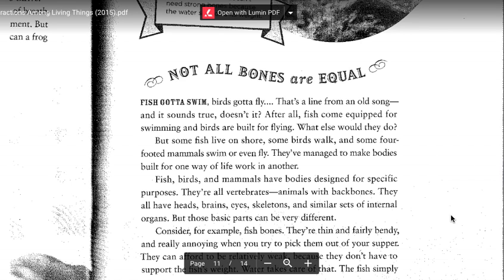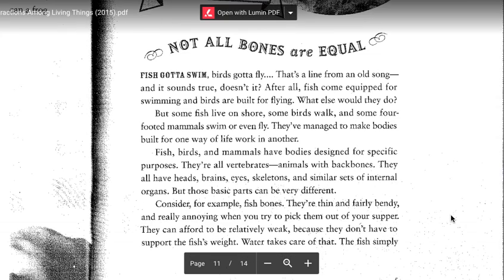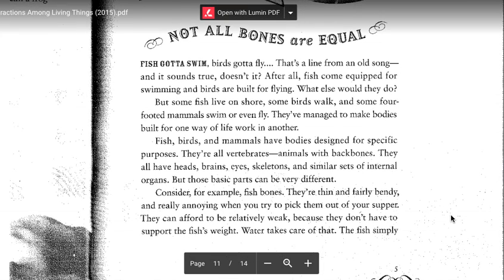Fish, birds, and mammals have bodies designed for specific purposes. They're all vertebrates, animals with backbones. So if you see in an article like this them defining a word, it's probably worth writing it down.